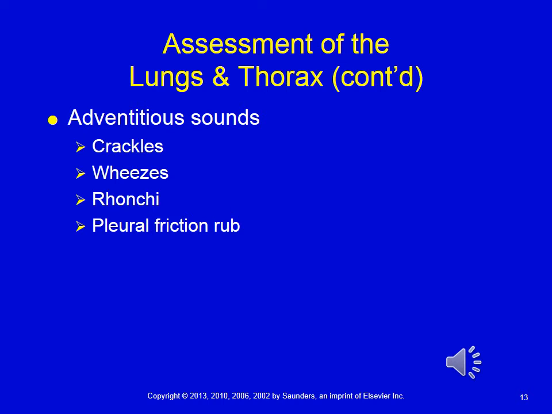Adventitious sounds are additional breath sounds superimposed on normal sounds, and they indicate pathologic changes in the lung. Adventitious sounds include crackles, wheezes, rhonchi, and pleural friction rub. Adventitious sounds vary in pitch, intensity, duration, and the phase of the respiratory cycle in which they occur.